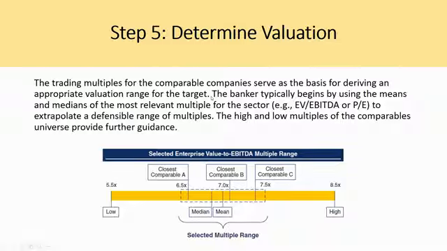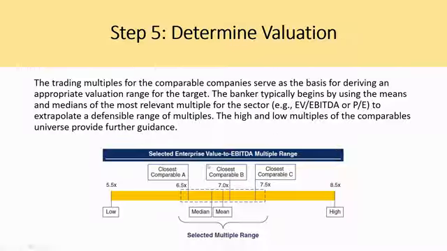The banker typically begins by using the means and medians of the most relevant multiple for the sector, whether it's EV to EBITDA or price to earnings, to extrapolate a defensible range of multiples. The high and low multiples of the comparables universe provide further guidance.